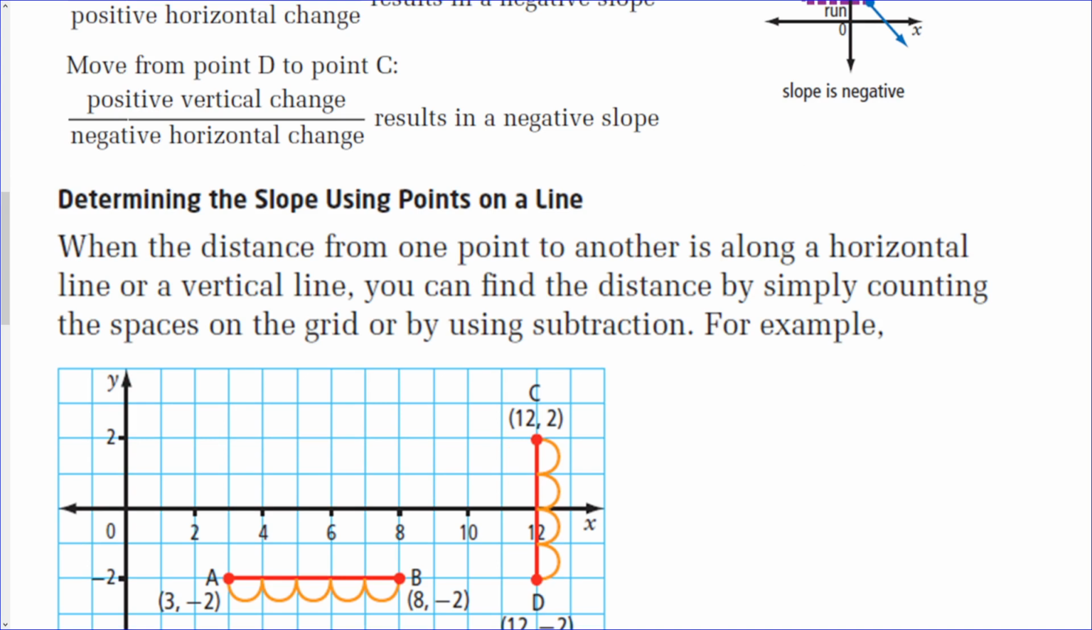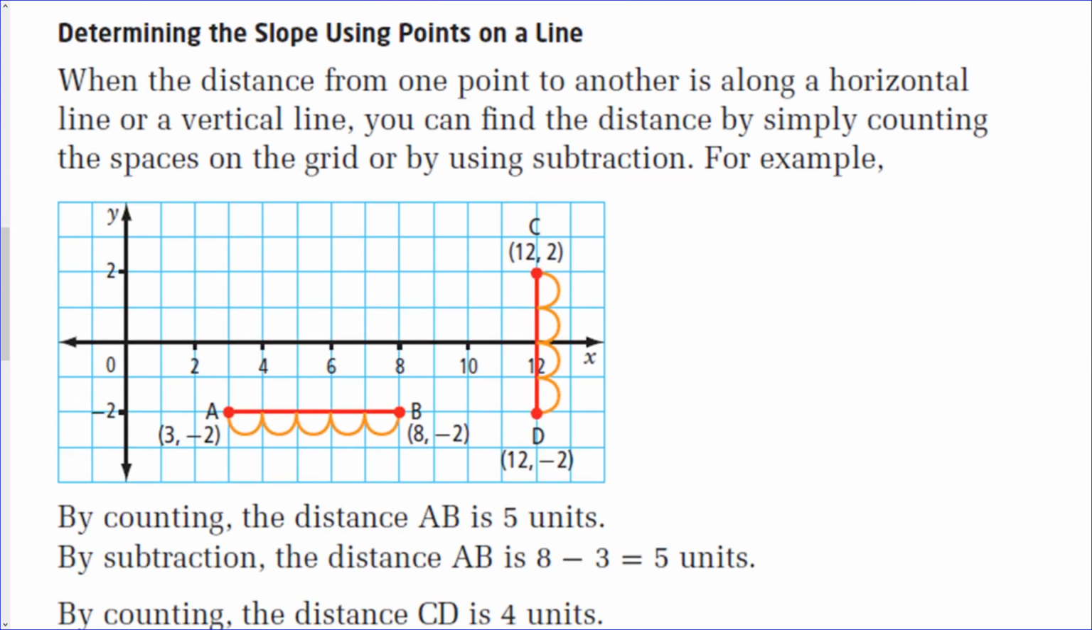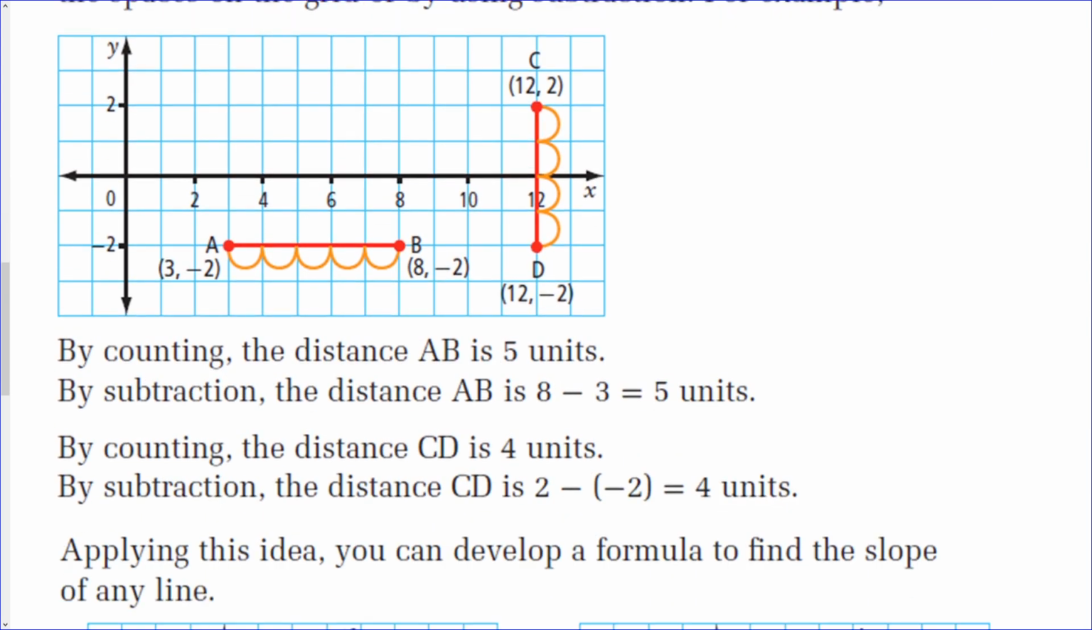When you determine the distance from one point to another along a horizontal line or a vertical line, you can just simply count. So if we're looking between 2 points on a line, A and B, for example, point A is at (3, -2), and point B is at (8, -2). We can just count 3 to 8, that's 5 units, or we can subtract 8 minus 3. The change in the x value is 5 units.